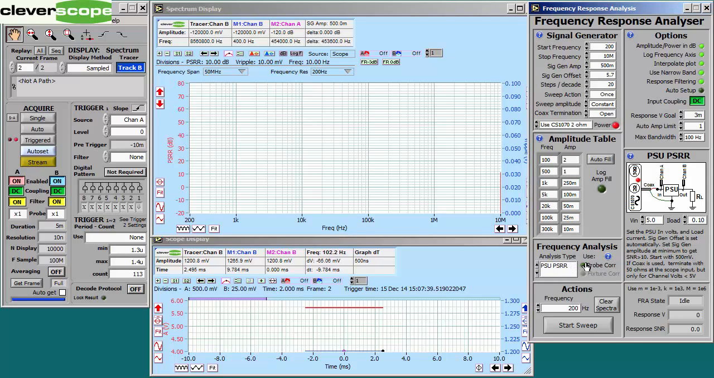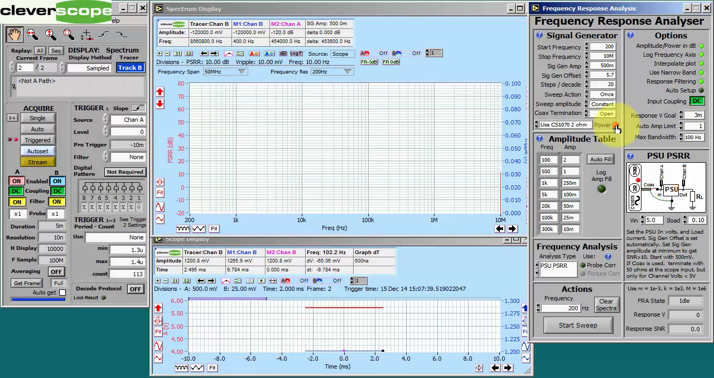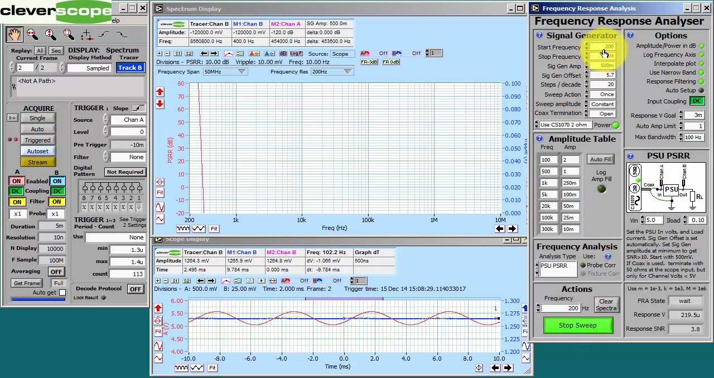We're going to be using a CS1070 52 MHz bandwidth 1 amp op amp as the unit to drive the power supply. Let's turn the power onto it, and then I'm going to turn on the power supply itself, and let's start the sweep. We're sweeping from 200 Hz to 10 MHz. You can see the sweep beginning over here.